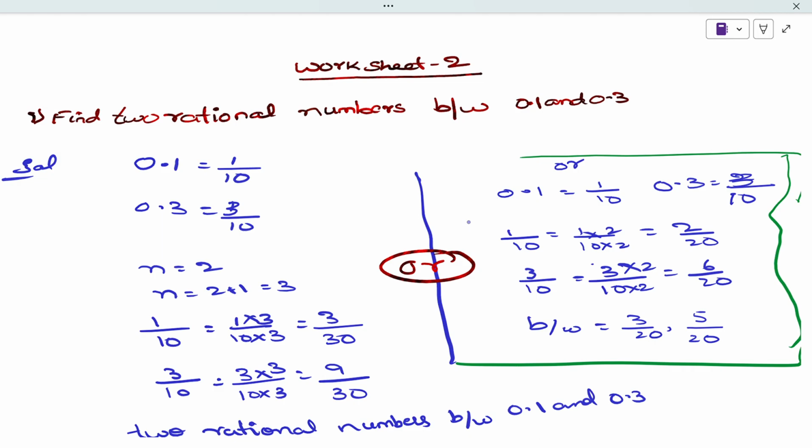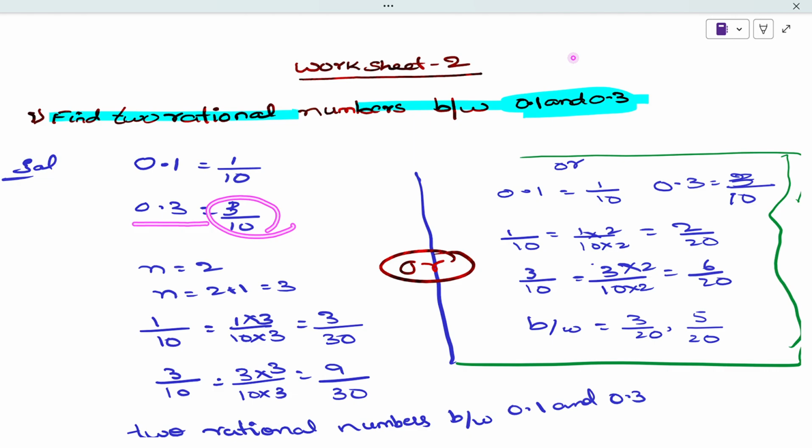So first question, what are they given? We will see the first question. In the first question they are given: find two rational numbers between 0.1 and 0.3. So 0.1 we can write as 1 by 10, and 0.3 we can write as 3 by 10.